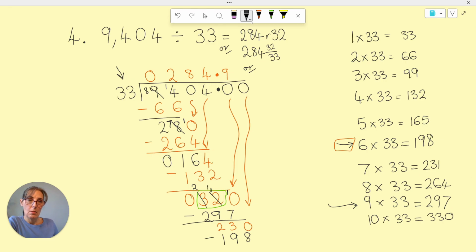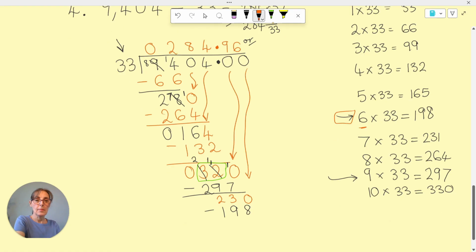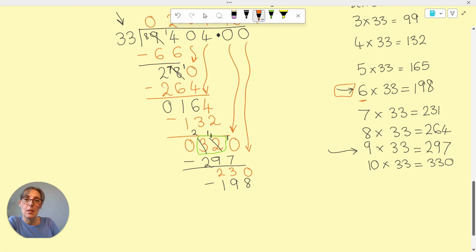Okay, so 198 is 6 lots, so a 6 goes there. And then we just answer that. Ten take away 8 is 2. 2 is too small, so 12 take away 9 is 3. 1 take away 1 is 0.